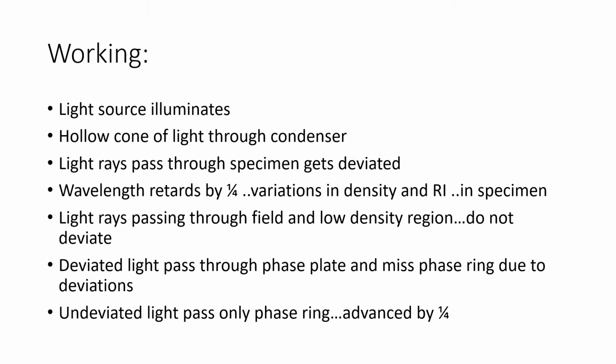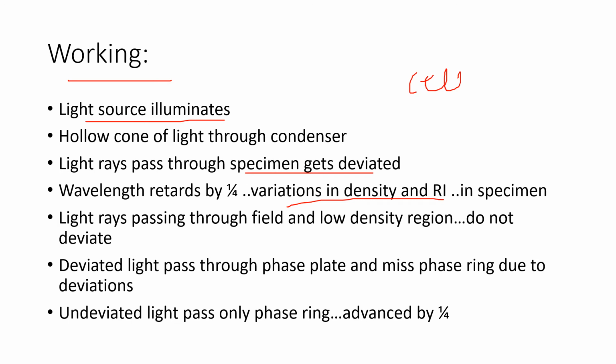Now what is the working of phase contrast microscopy? We have talked about the working of microscopes so many times, so let's finally get into it. Whenever the light source illuminates and a cone of light passes through the condenser and the annular stop, only a cone of light from the middle reaches the specimen. Now we know that the cell already consists of different refractive indexes, right? So when light rays pass through the specimen, they have to get deviated.